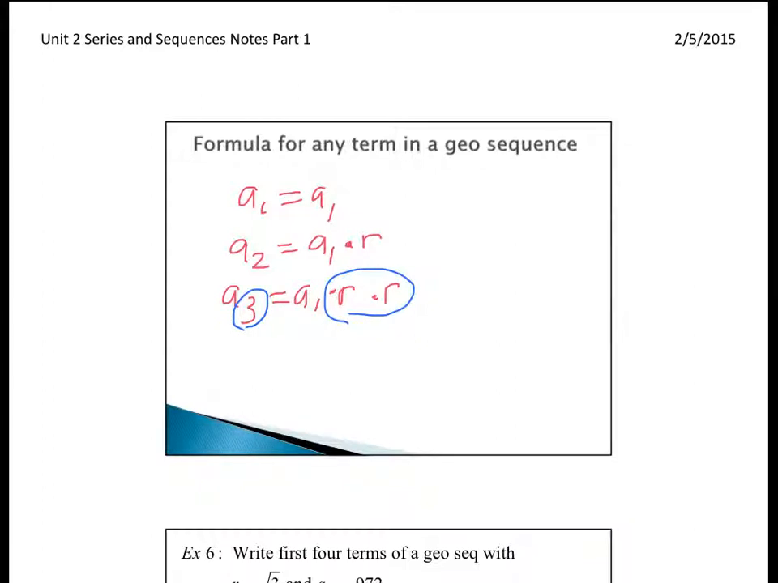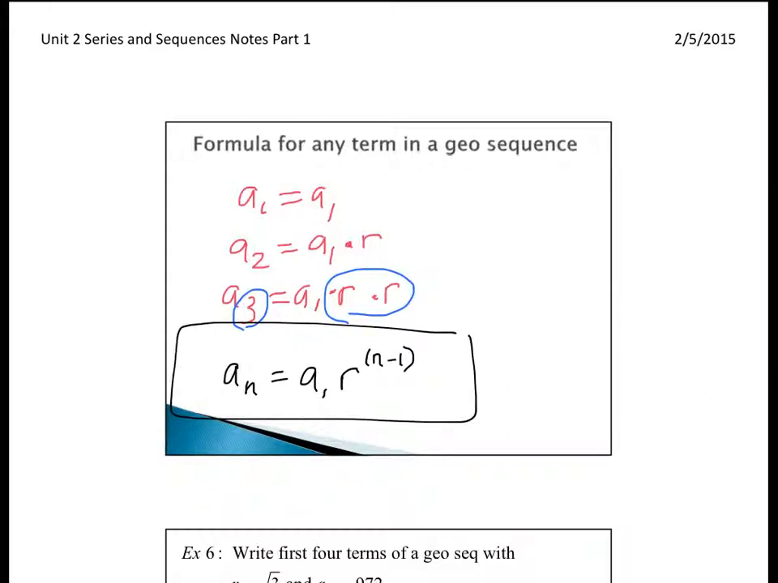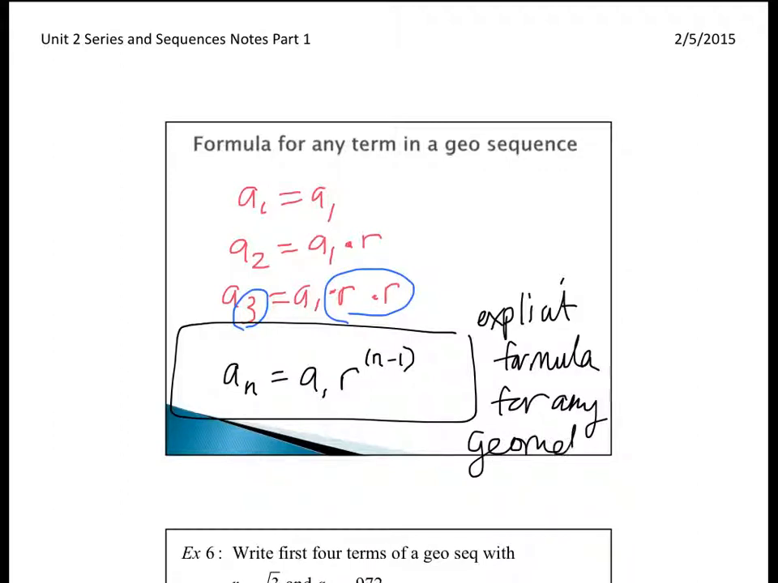Therefore, if I continued in this fashion, my nth term would be a1 times r, multiplying by r n minus 1 times, and when we repeat multiply, we can think of that as an exponent. And this right here is my formula, my explicit formula for any geometric sequence.